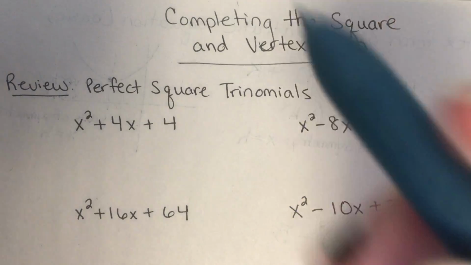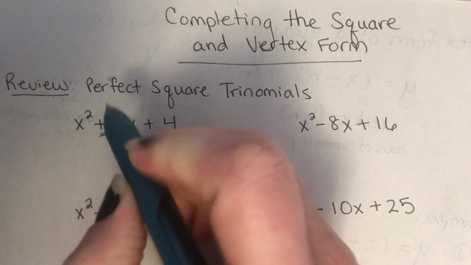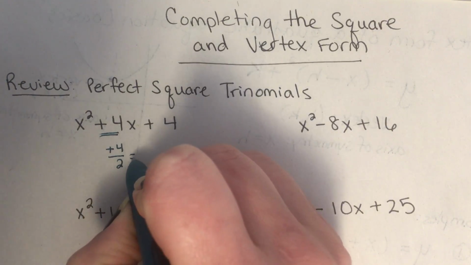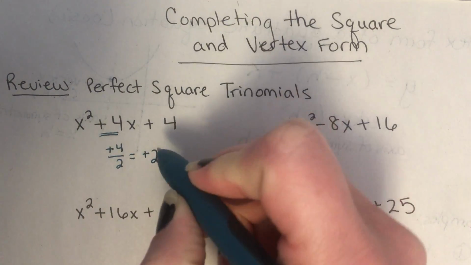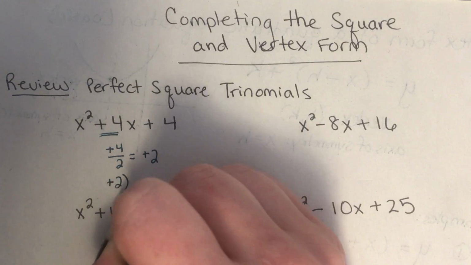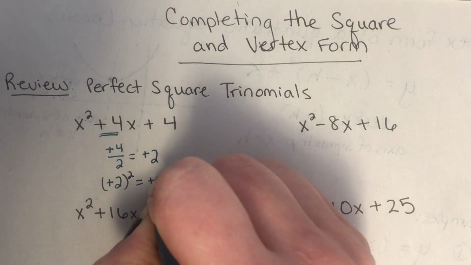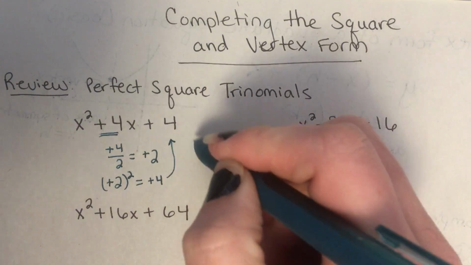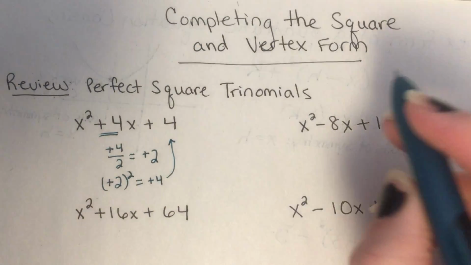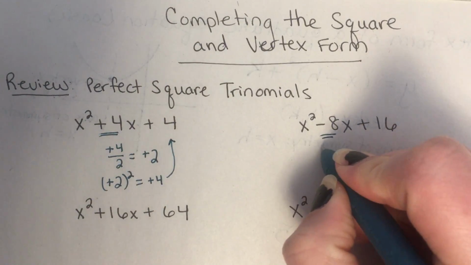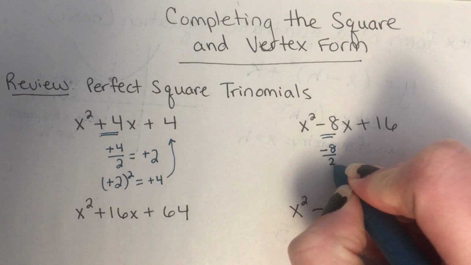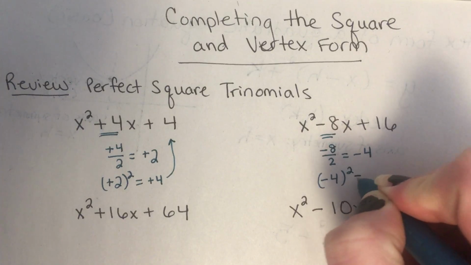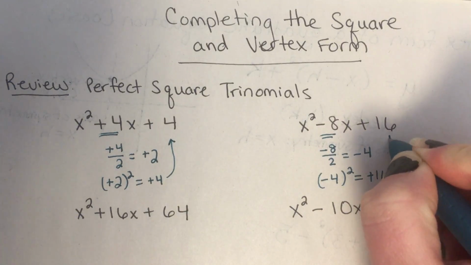So if we take a look at b, which is 4, if I divide it by 2, I'm going to get a positive 2. And then if I take this positive 2 and square it, I wind up at 4. So this pattern is going to exist within each perfect square trinomial. So if we look at the second example, if I take b, which is negative 8, divide it by 2, I get negative 4, and then take negative 4 and square it, I arrive back at 16.